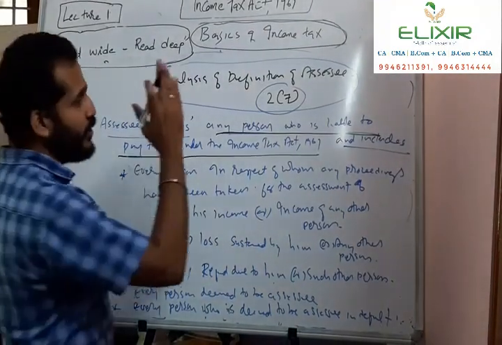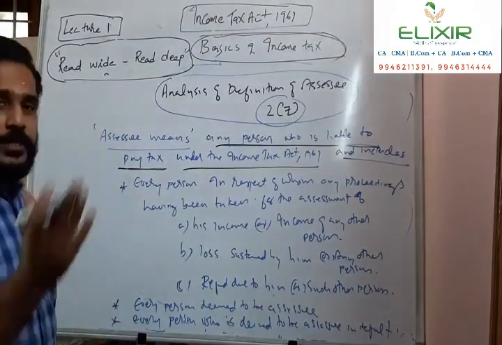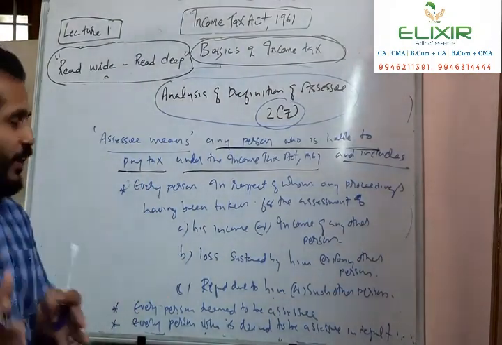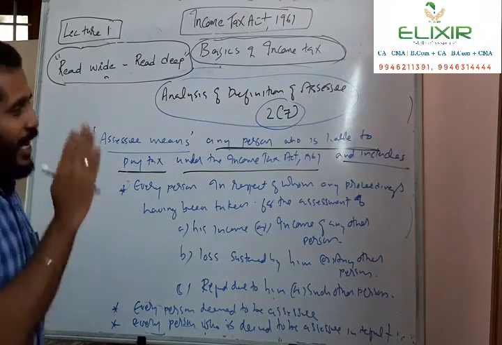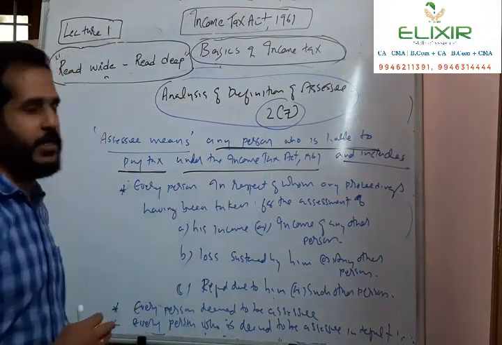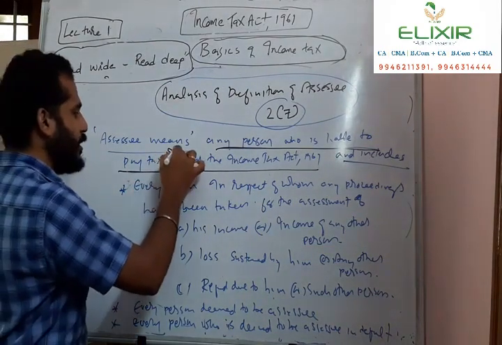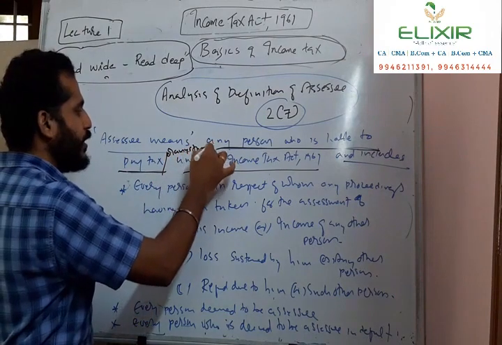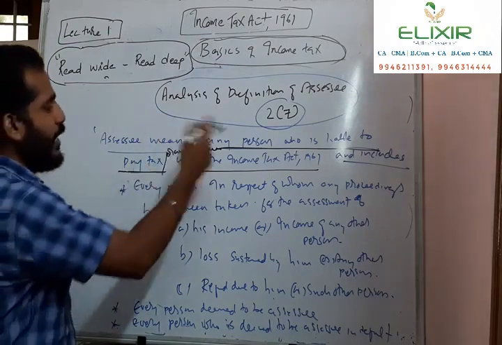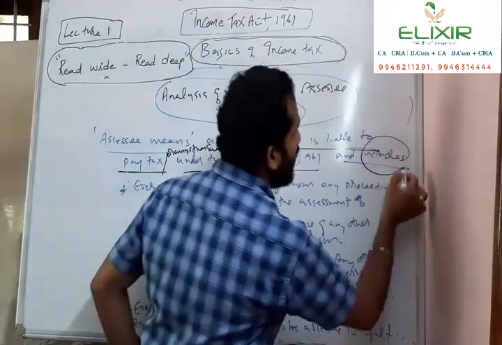Section 2, subsection 7 of the Income Tax Act defines the term assessee. We already discussed it in detail. Let us examine what is specified by the Act through its definition. Assessee means any person who is liable to pay tax under the Act, any tax or any other sum. So assessee means any person who is liable to pay tax or any other sum under the Act, and includes.